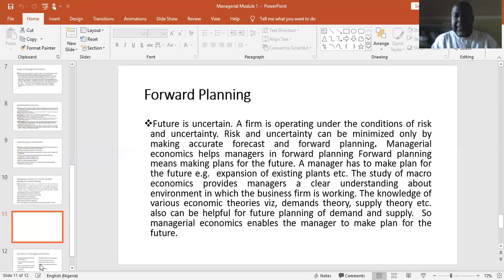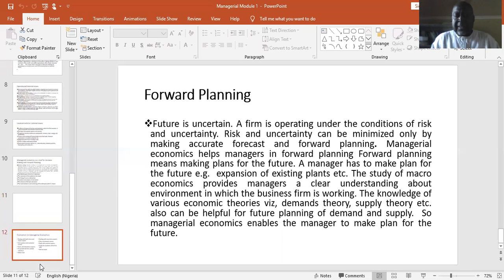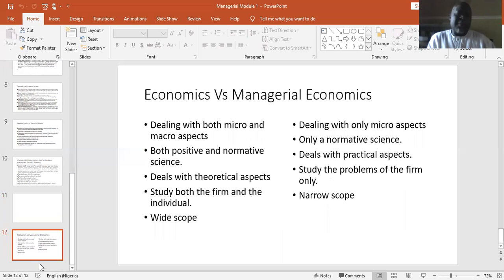And lastly, for this introductory part, it's just a comparison of what economics is and what managerial economics is. Economics deals with both micro and macro aspects. Managerial economics deals with only micro aspects, and with both positive and negative signs, whereas this was practical aspects. So these are areas you need to note, just a comparison of economics, main economics, and then managerial economics.